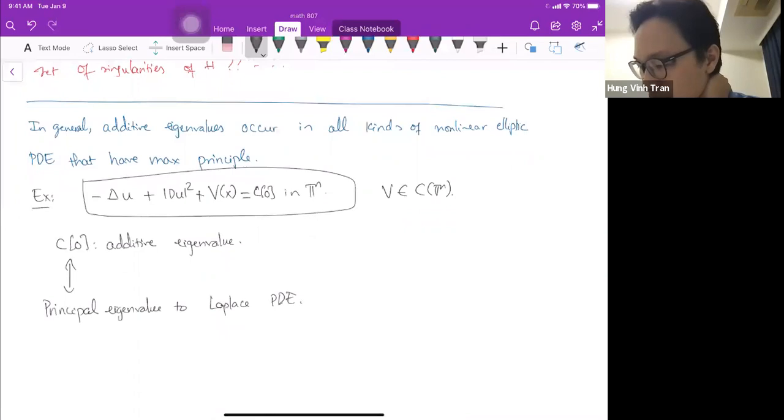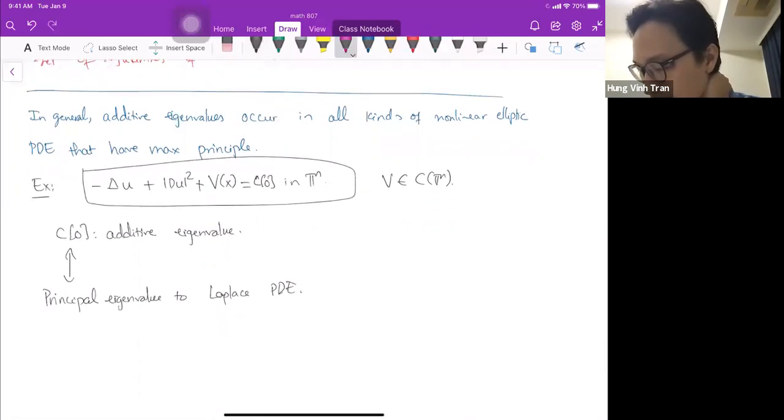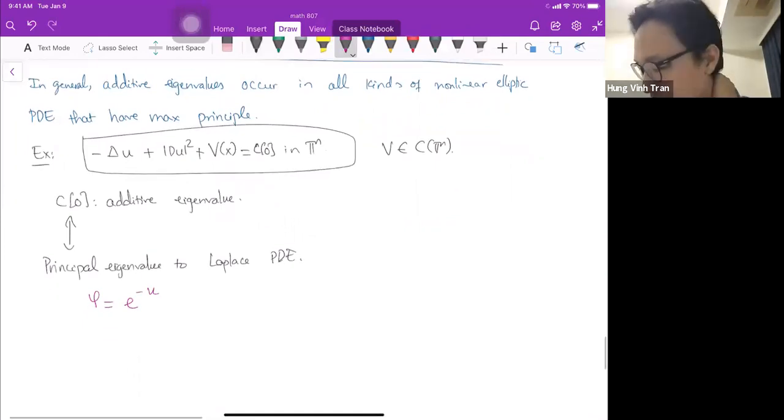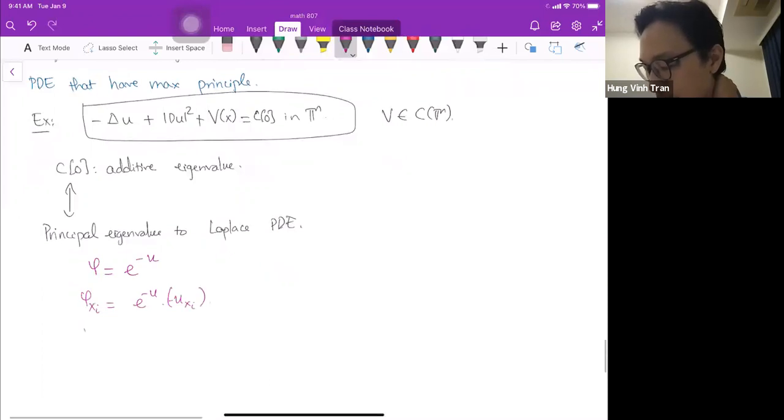I think that this thing was... so I let phi equal e to the minus u. I guess I might be wrong in terms of the sign. If I'm wrong, I'm going to go back and check it. So let phi be e to the minus u, and you just compute. So you have phi xi equals e to the minus u times minus u xi, okay?